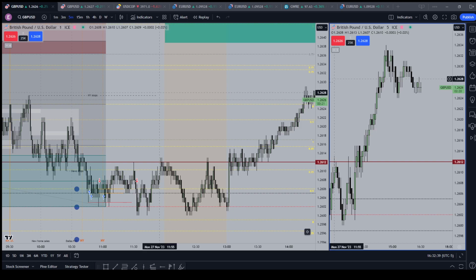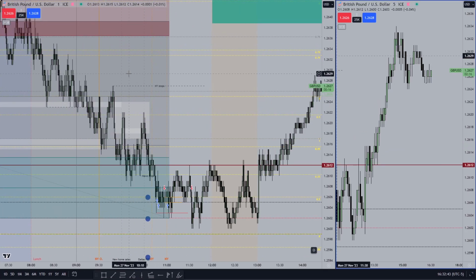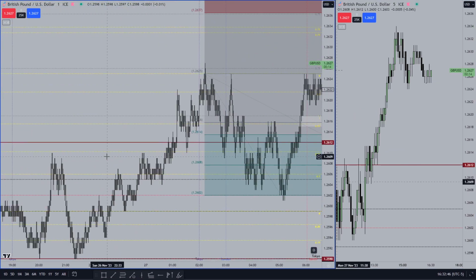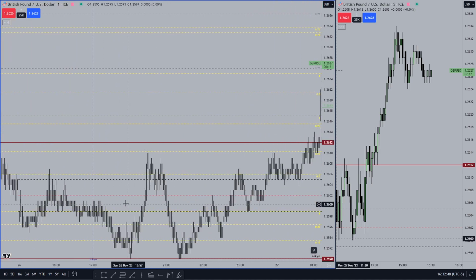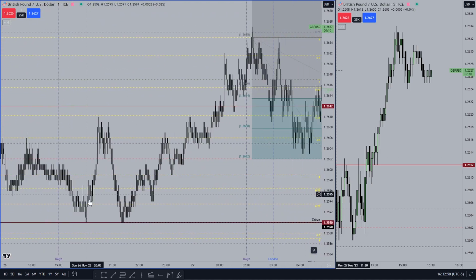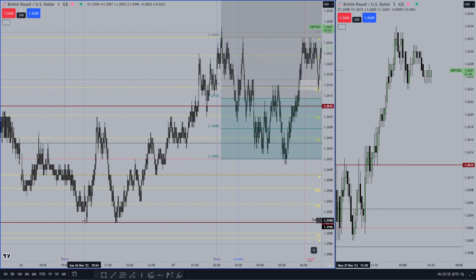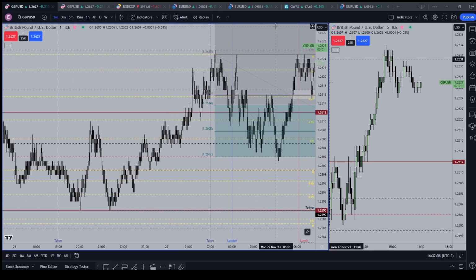Okay, hi guys. So I'm going to review today's trading day. I want to begin with the Tokyo session. On the Tokyo session, we did some double bottom that creates liquidity here on pound dollar.